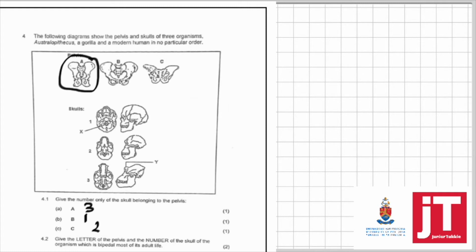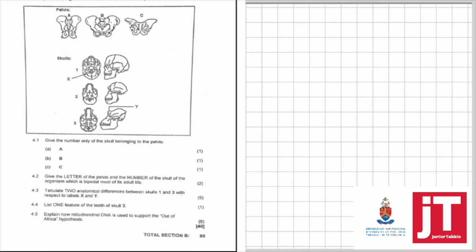Now, 4.2. Give the letter of the pelvis and the number of the skull of the organism which is bipedal most of its adult life, and that answer will be, of course, pelvis B, and that will be skull 1.